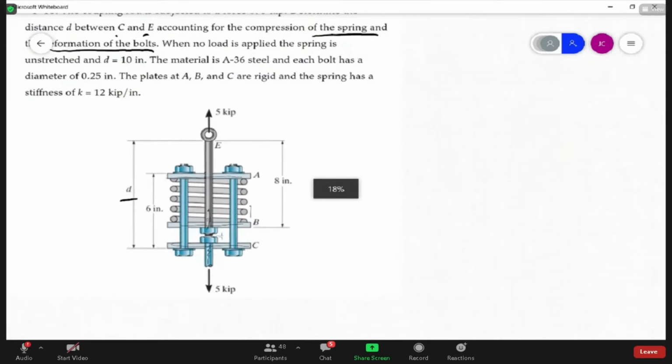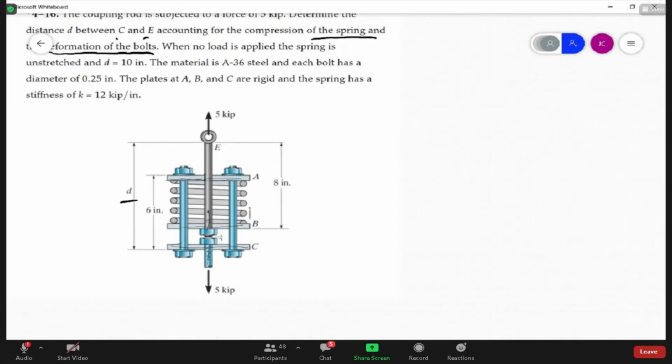All right. So we should draw the free body diagrams that give us the force in the spring, right? We need the force in the spring.